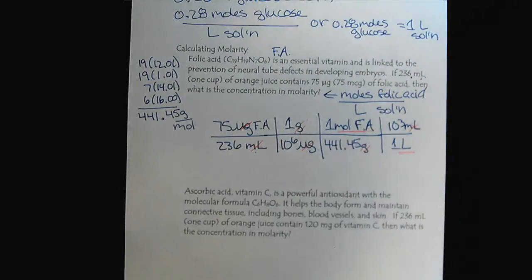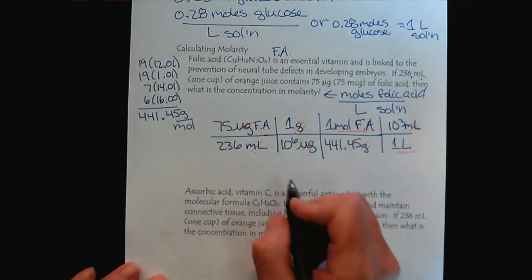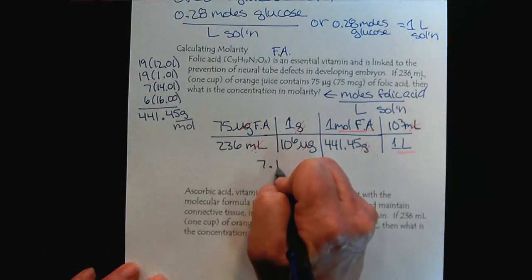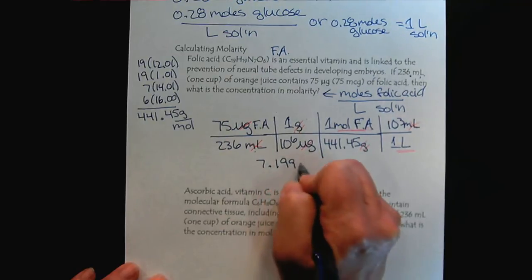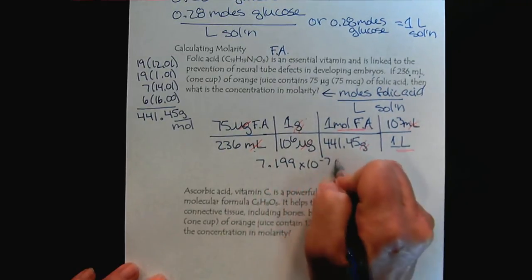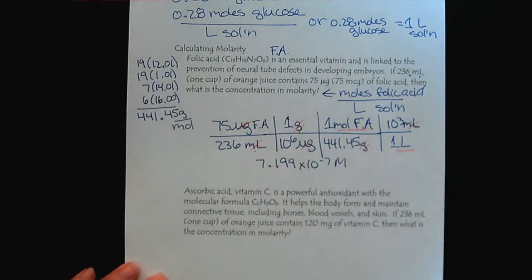Wow, it's a very small number, right? So 7.199 times 10 to the minus 7 molar. Not very much folic acid.